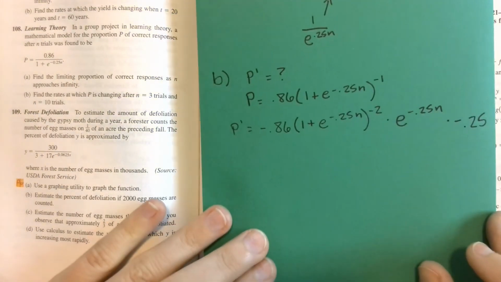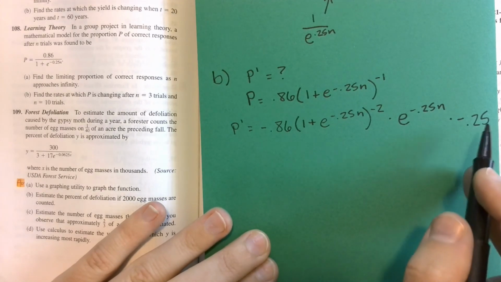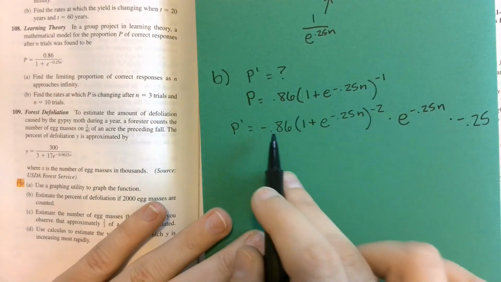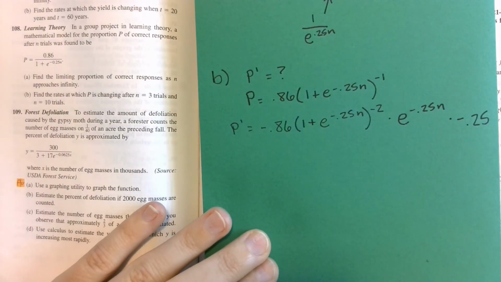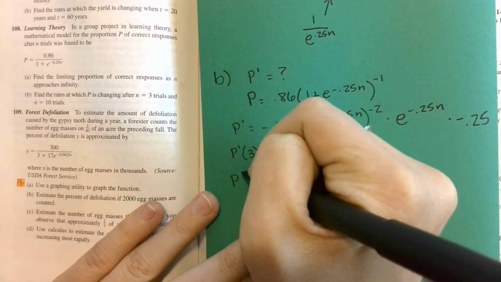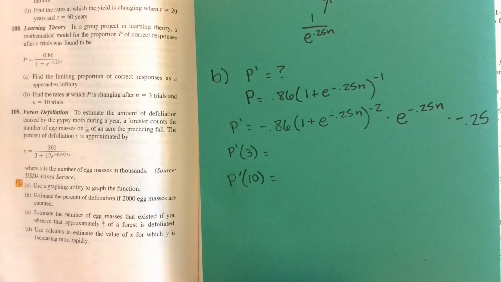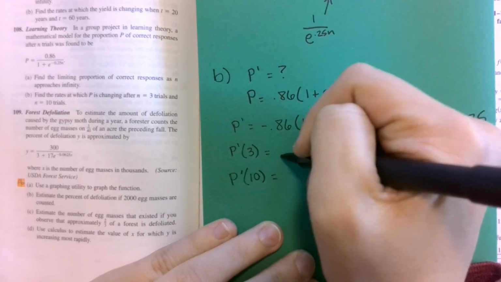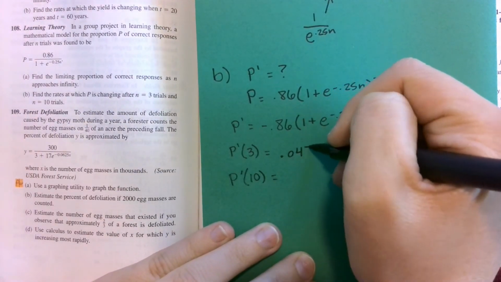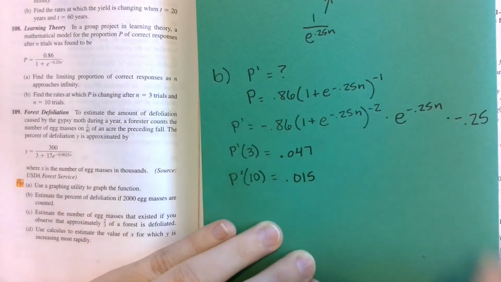Whew. Okay, so this is not super pretty, but you would have a calculator to plug this into. Even if you didn't have a graphing calculator, we're just plugging in a value, so we shouldn't have too much trouble. You might clean up some things here if you wanted to go ahead and multiply negative 0.86 and negative 0.25, go for it. But we're just finding p prime of 3 and p prime of 10 from here. So just plugging them in, we should get 0.047 for p prime of 3 and 0.015 for p prime of 10.